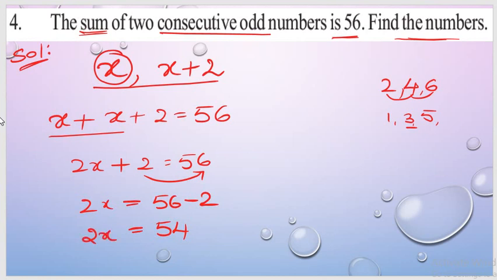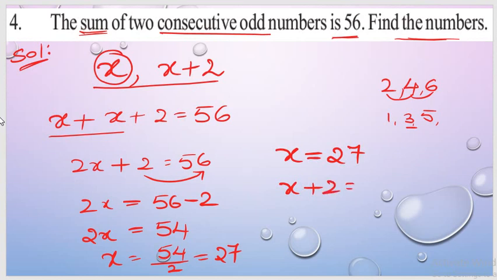So what did I get here? 2x is equal to 54. So x is equal to 54 divided by 2. 54 divided by 2 is nothing but 27. Now from this I can say, one of the numbers is 27 and its consecutive number is nothing but x plus 2, which is 27 plus 2, which gives you 29, right? Now if you verify, 27 plus 29 is nothing but 56.